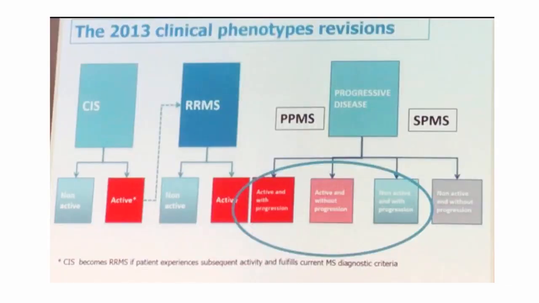So one of the things which was quite interesting with this year's ECTRIMS is that the main focus has been on progressive disease. Progressive MS increasingly has become more topical through various years, and this year the focus was on progressive disease. Also our definition of progressive MS has been changing. If we look at the recent clinical phenotype revisions, you can see that we're not thinking of primary progressive MS or secondary progressive MS in isolation. We're thinking of progressive disease as a whole.